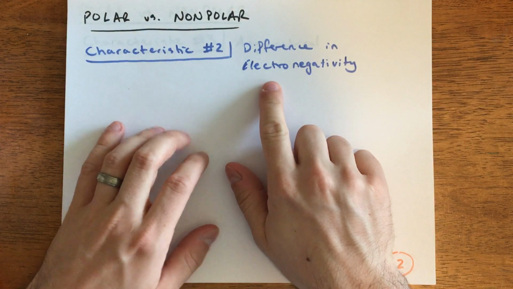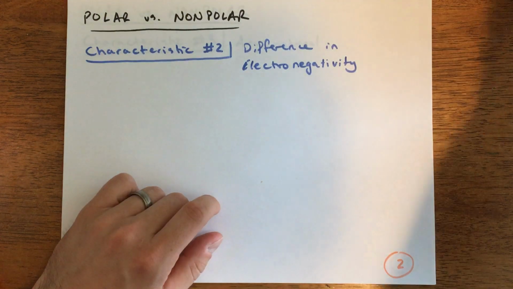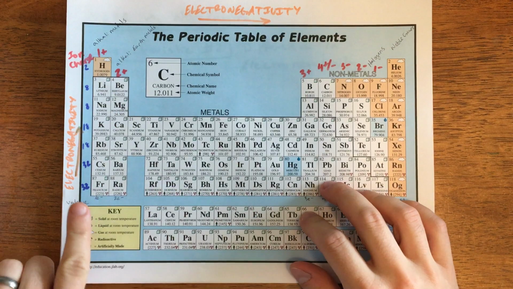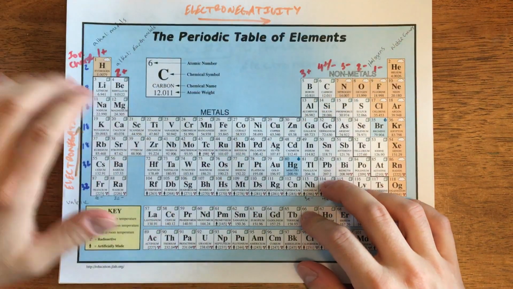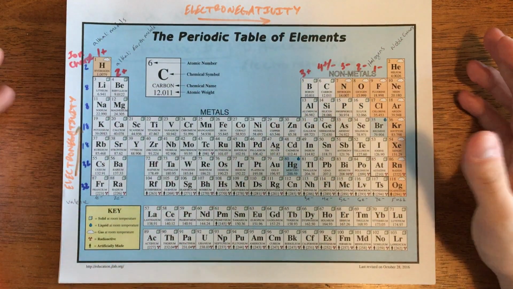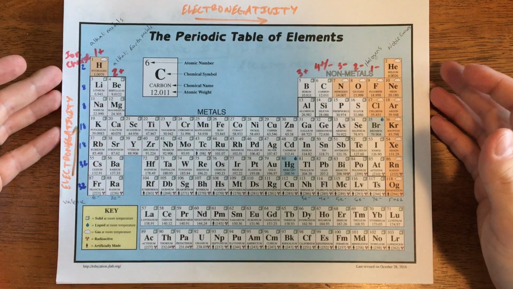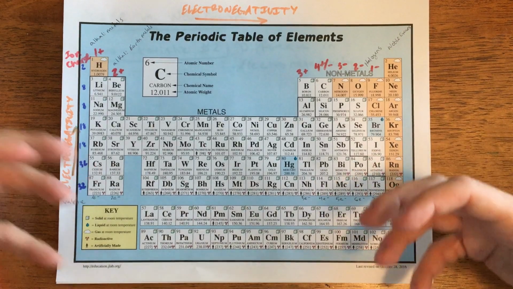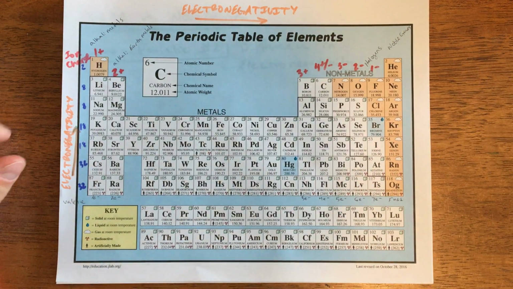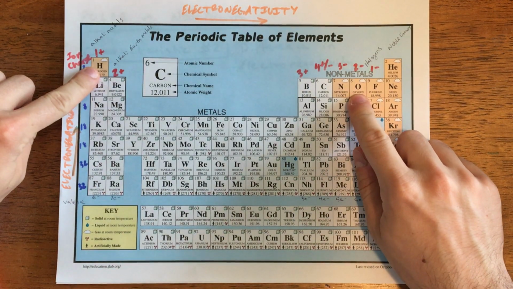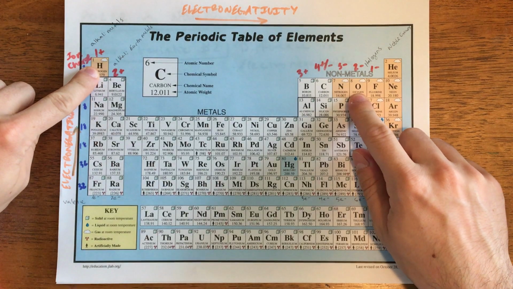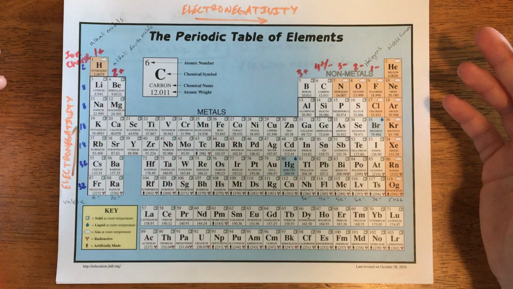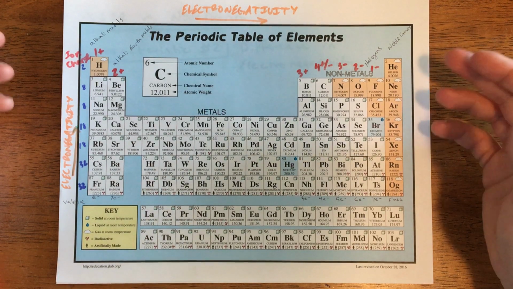Second characteristic is the difference in electronegativity. We looked at this in a previous video, where electronegativity increases up and across the table. And we know that electronegativity is the tendency of an atom to hog or keep electrons towards its atom versus another. So oxygen, for example, has a much higher electronegativity than hydrogen does, and therefore water ends up being a polar compound. So it has to be shared unevenly.